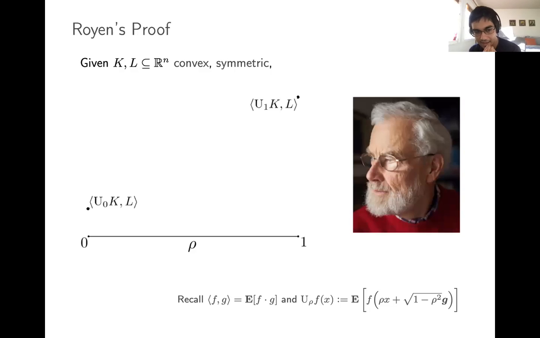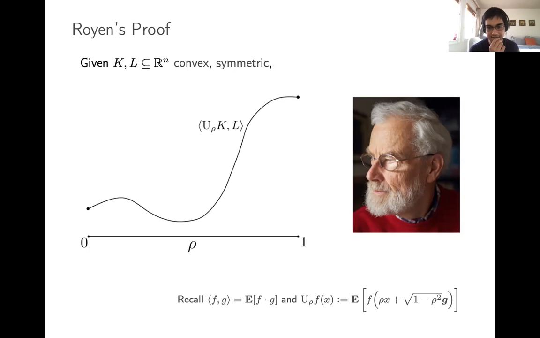So here's Royen, and here's what he wants to prove. He wants to show that this inner product at 0 is going to be less than or equal to the value of the inner product at 1. And Royen's insight was to look at not just the value of this inner product at these two points, but actually at the value of this inner product at all noise rates between these two noise rates. So you end up with a curve that might look something like this. And Royen doesn't seem too pleased with this curve because it's sort of a wild curve. It goes up and then down and then all the way back up again. And Royen realizes that this actually cannot happen.